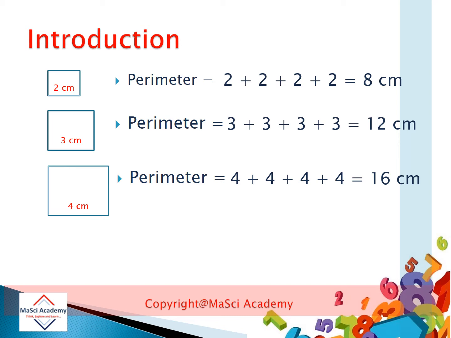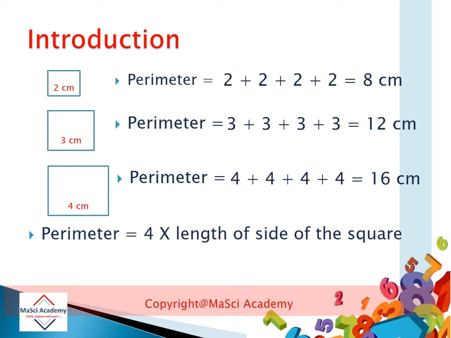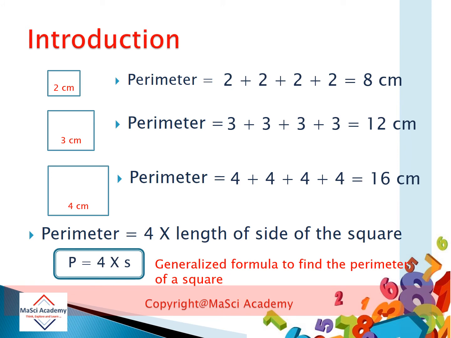So again, what do we see here? The perimeter of the square is 4 multiplied by length of one side of the square. So again we get a generalized formula to calculate the perimeter of a square, that is capital P is equal to 4 multiplied by S, where S is the length of the side of the square and P represents the perimeter of the square.